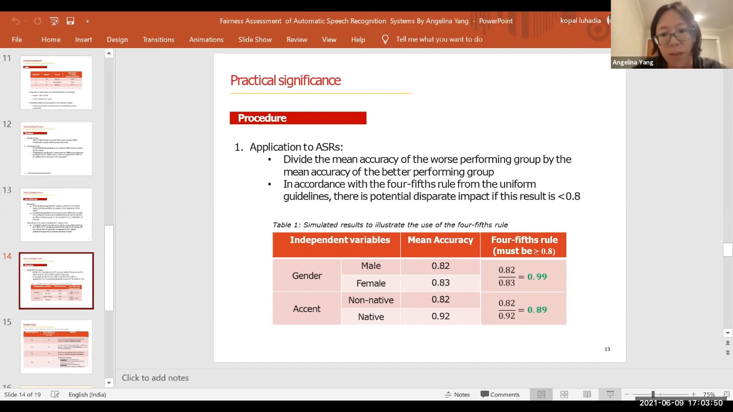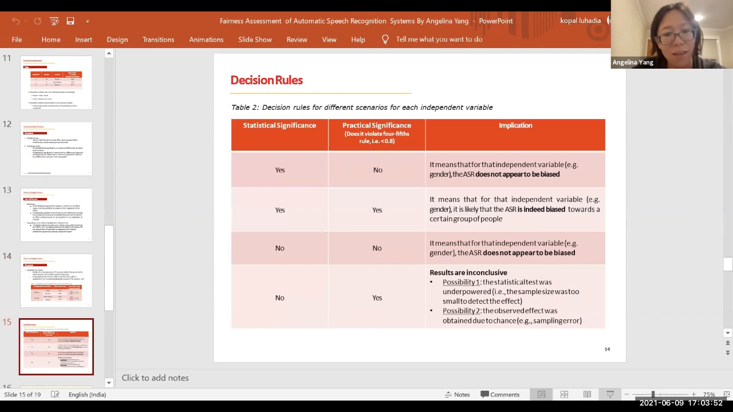Next page, please. So this is a sample result of what it might look like for practical significance. We have the different independent variables that we're looking at, and we can evaluate the mean accuracy across different groups, and we also evaluate these differences across different groups based on the four-fifths rule.